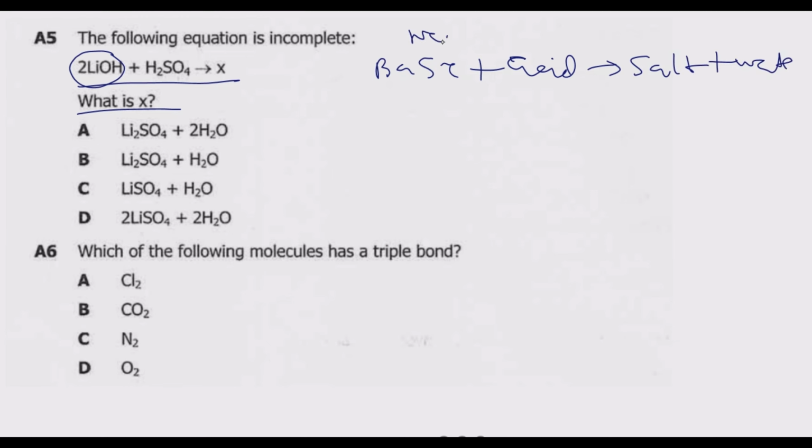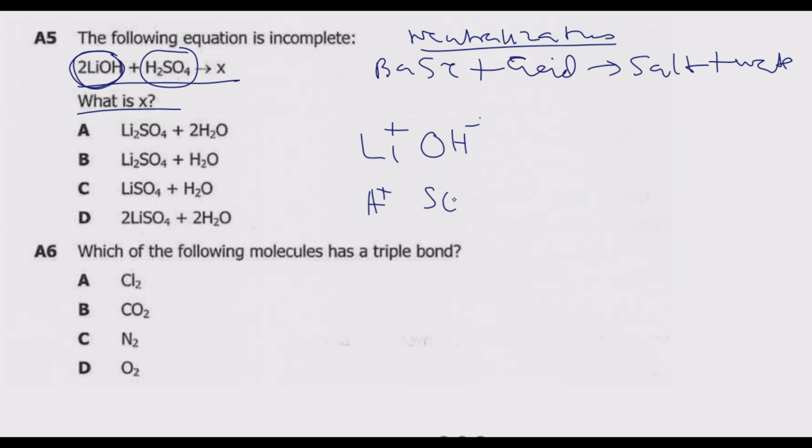This is known as neutralization in chemistry. So you just need to know that. This one is much more simple and straightforward. What we need to know is the bond between lithium and hydroxide. Then in sulfuric acid, we have positive one hydrogen, then we have the sulfate part, which is negative 2. That's why there are 2 hydrogens. So now what happens is this one and this one form water. Then this one and this one form a salt.